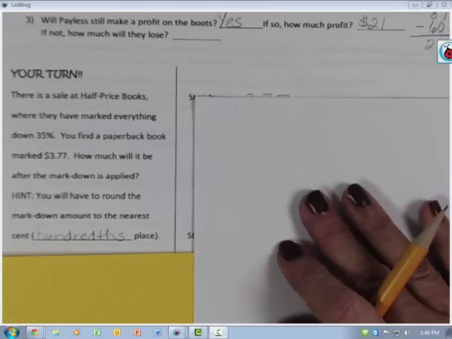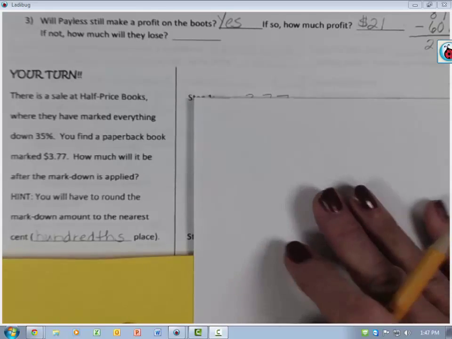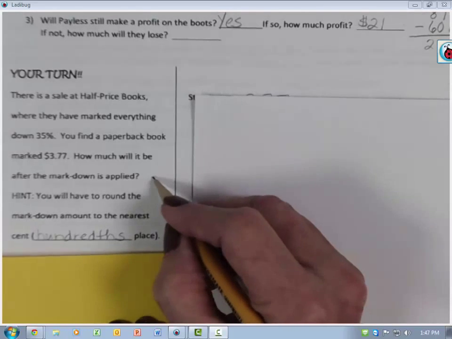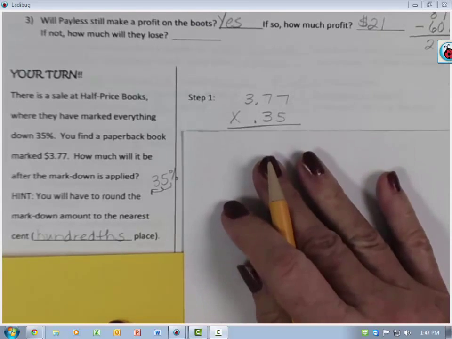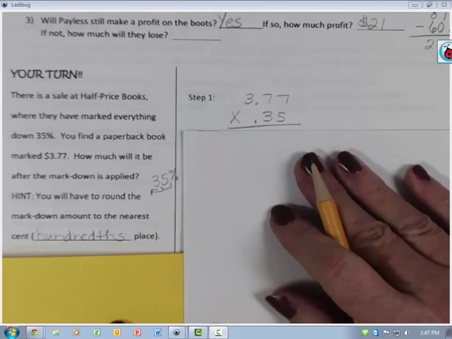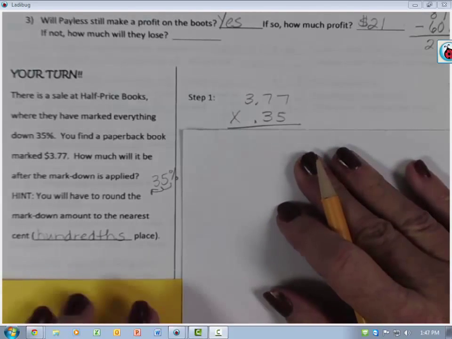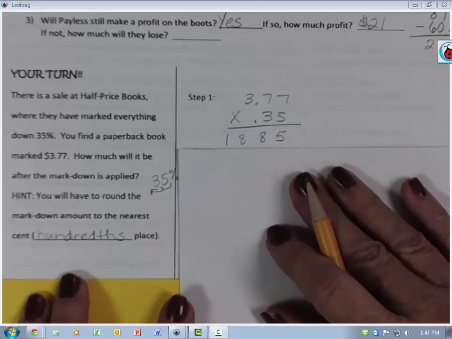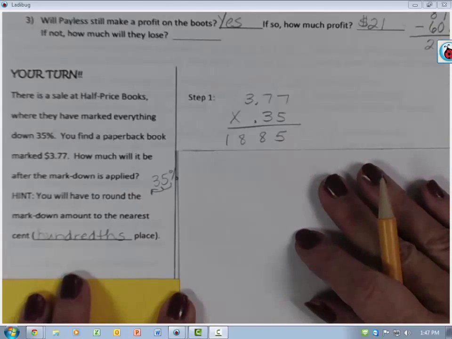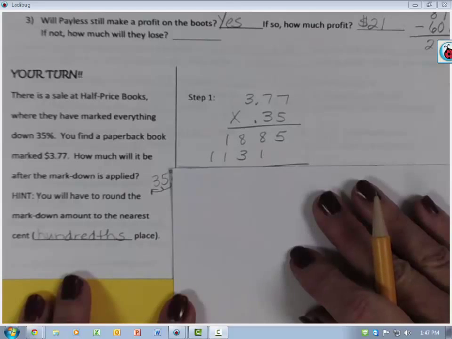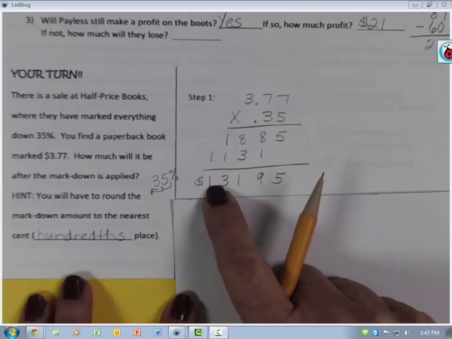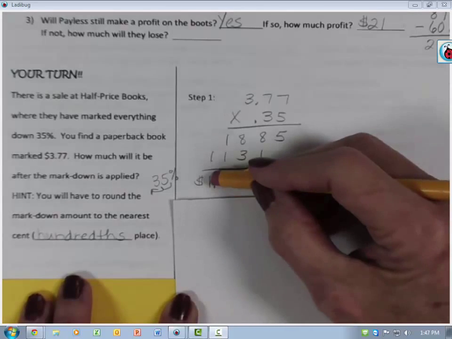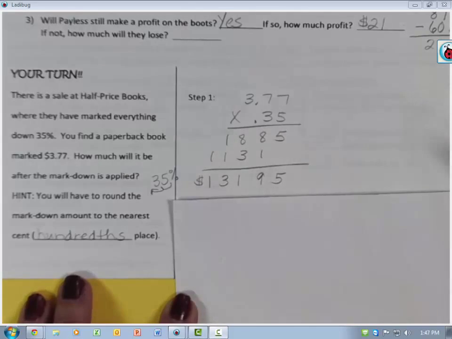So put it on pause and do $3.77 times, and what's the decimal for 35%? That's right, you're going to move it twice to the left, so it'll be times 0.35. When you get finished multiplying that, I'm going to show you all the lines so you can check and see if you got it right. You get 13195.